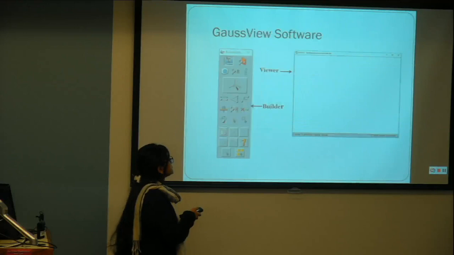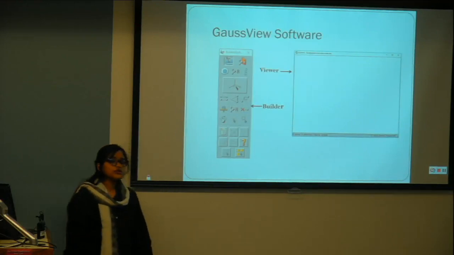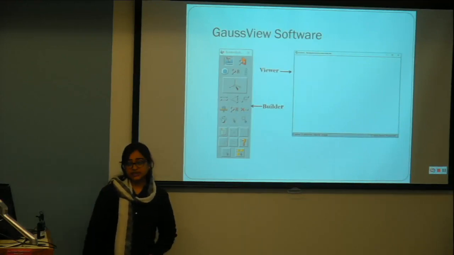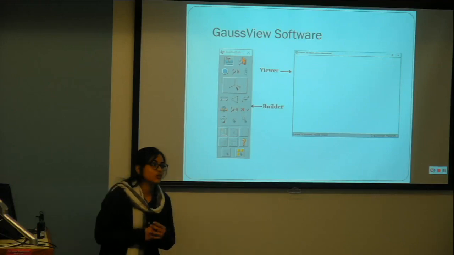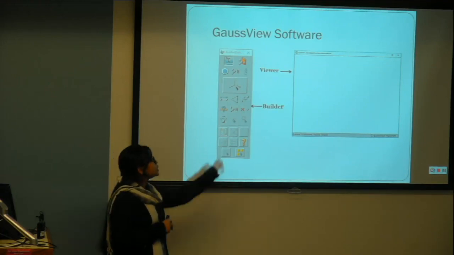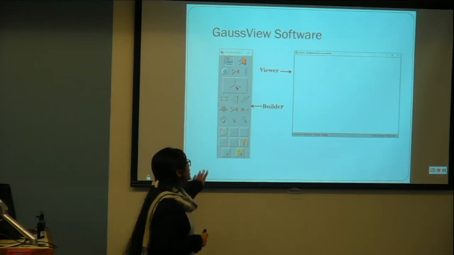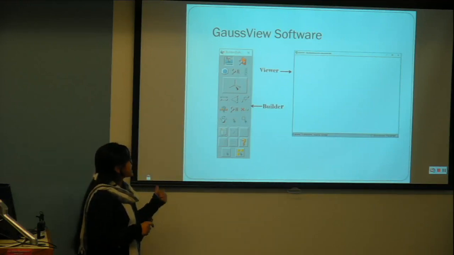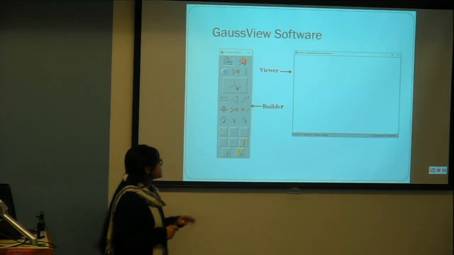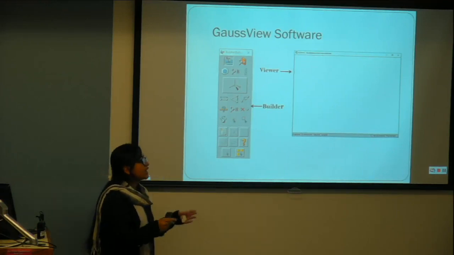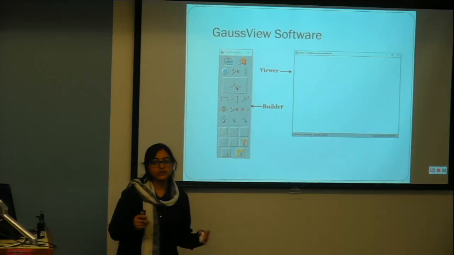The GaussView software basically has two main parts, but when we divide it, we get many subparts. The first part is the viewer, and the second part is the builder. From the builder, we can select atoms, carbon chains, benzene rings, carbon atoms, hydrogen atoms, anything, and we place it into the viewer. In this way, we can add fragments to build up a molecule.